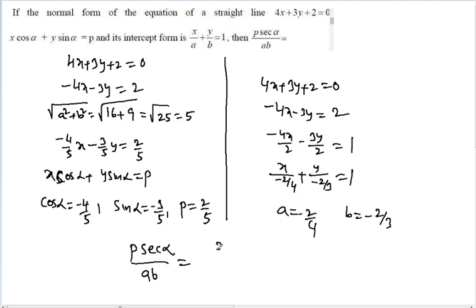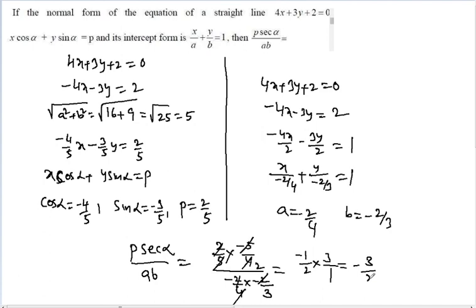So p value is 2/5 into sec alpha. Here cos alpha is -4/5, that is sec alpha is -5/4, divided by ab, that is -2/4 into -2/3. Here 5 is cancelled, 2 times cancelled, that is equal to -1/2 into 2 into 2, 4 by 12, that is 2 into 2, 4 cancel, that is equal to -3/2. The value of p sec alpha by ab is -3/2.